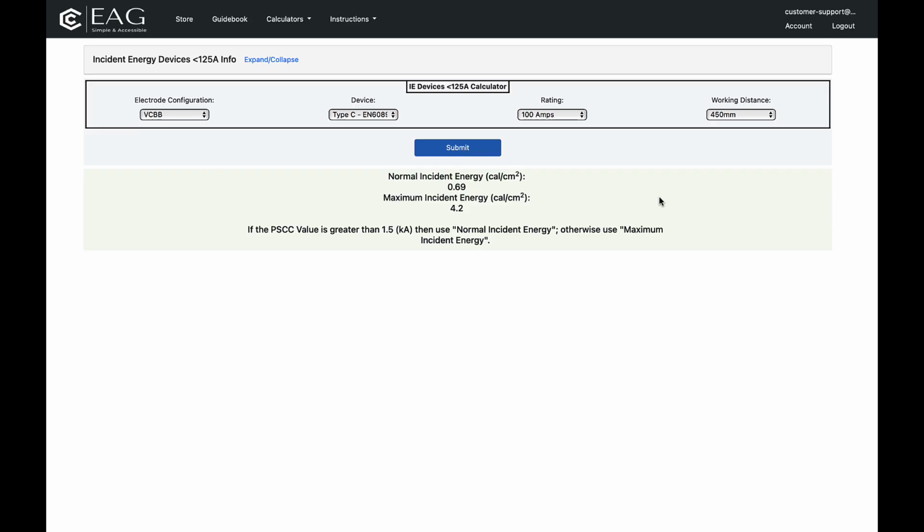So to be clear, if the prospective short-circuit current is above 1.5 kA, then you would use a normal instant energy level of 0.69 calories per square centimetre in this case. Or if it's 1.5 or below, you would use the maximum instant energy, which is 4.2 calories per square centimetre.